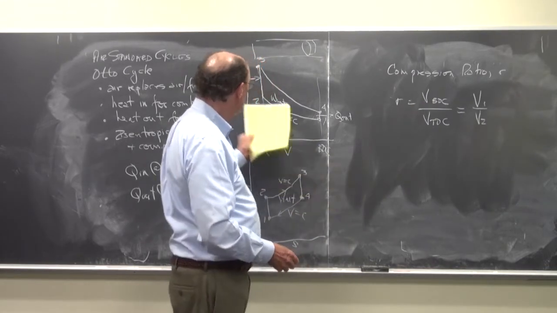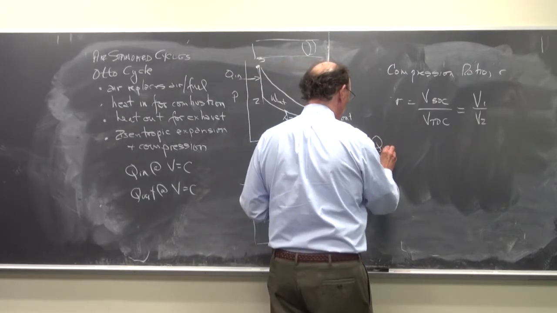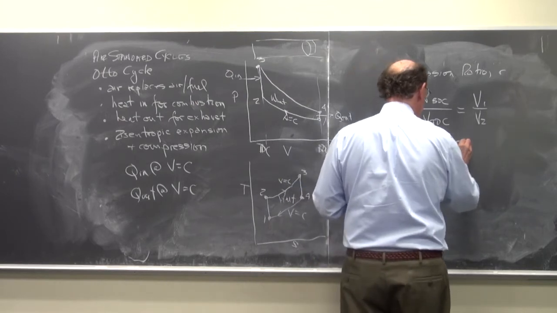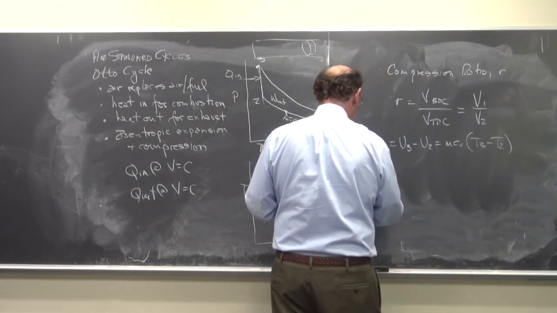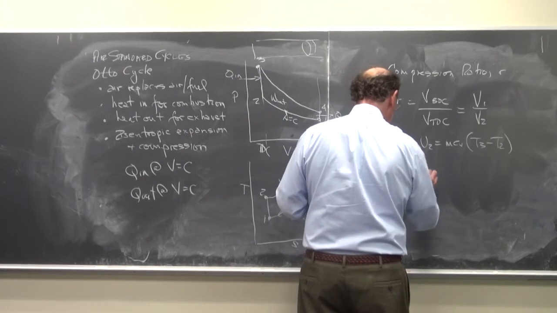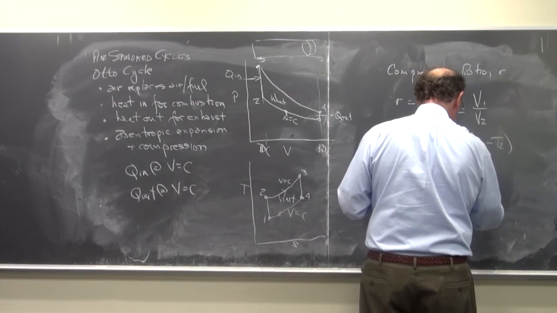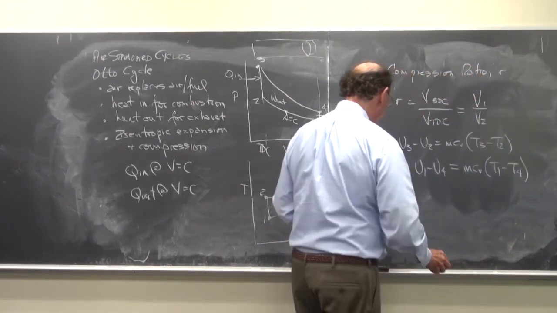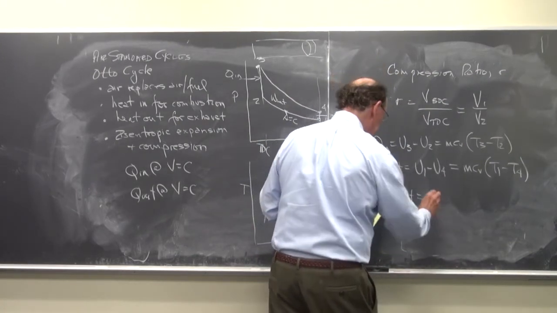If I look at the heat in and the heat out, Q in is equal to U3 minus U2, which is equal to m C sub V (T3 minus T2), and Q out is equal to U1 minus U4, which is equal to m C sub V (T1 minus T4). And I know that W net is equal to the sum of Q.